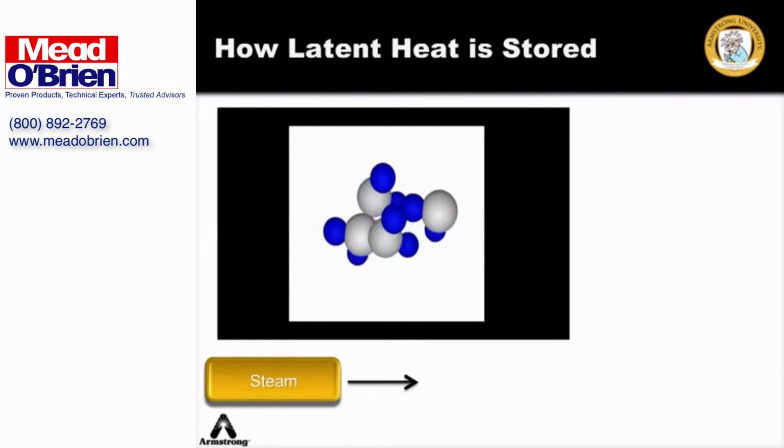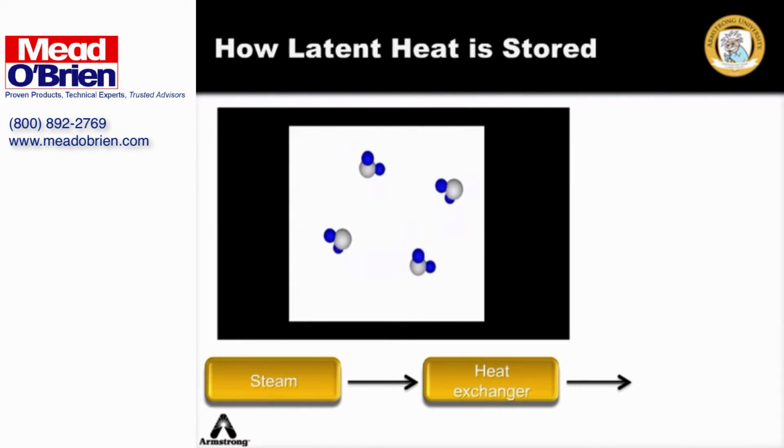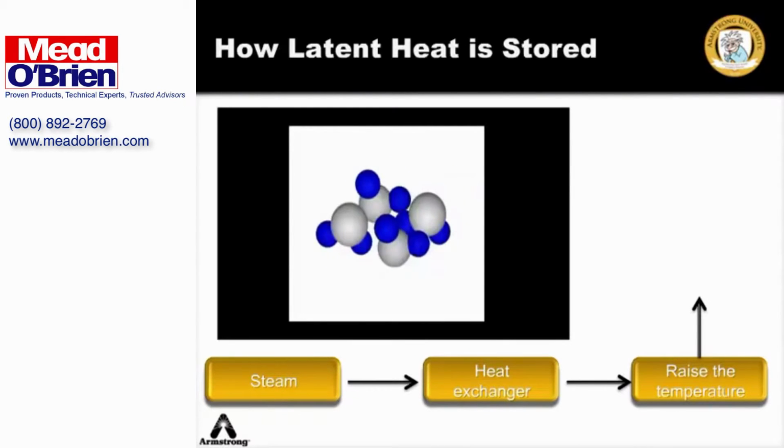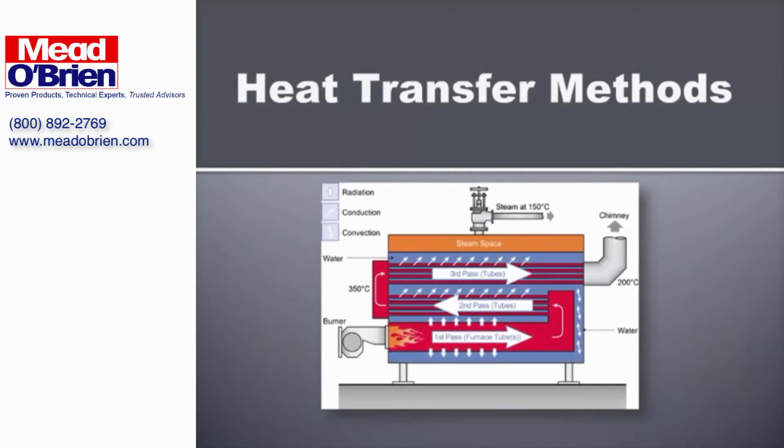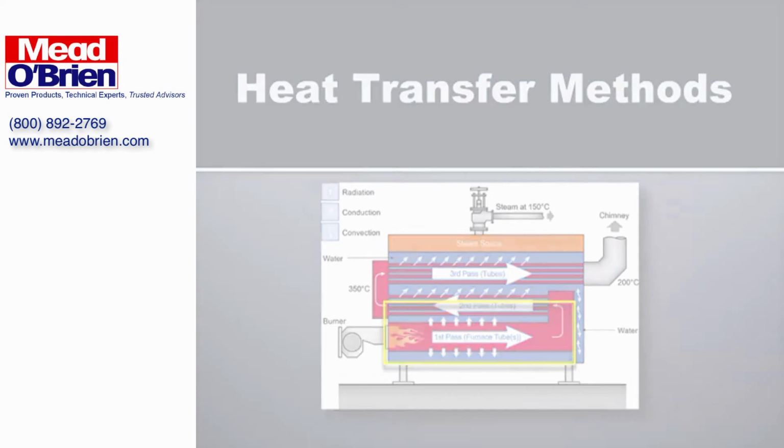After the steam has been transported to the heat exchanger, it gives up its latent heat to raise the temperature of some product or to power some operation. As the steam gives up its latent heat to the work effort, it condenses back into water. Heat transfer takes place in 3 ways: conduction, convection, and radiation. Let's take a closer look.